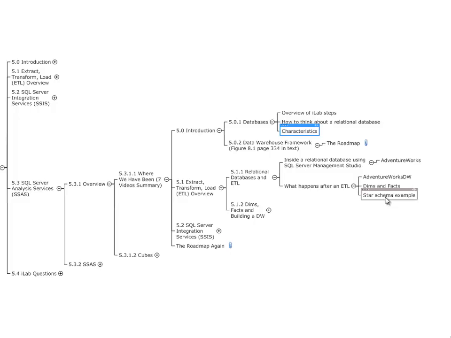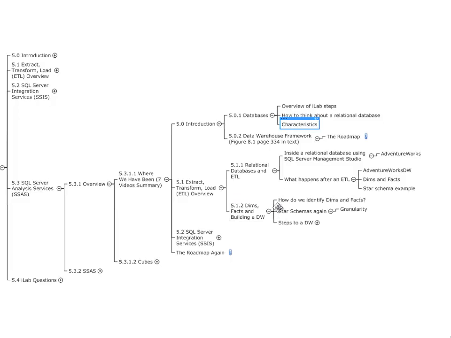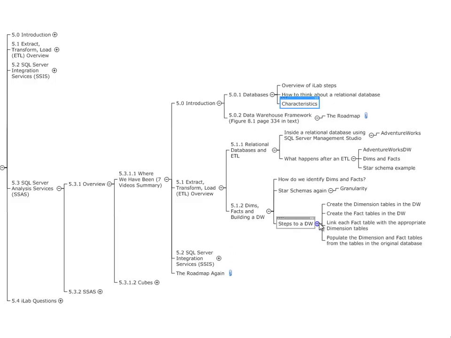We looked at a specific example of where a given fact table will have a number of dim tables around it to describe it, and we looked at how you go about building that. We discussed how we identify dims and facts. We talked a little bit about granularity and the fact that you want to make sure the level of detail you're collecting is at the right level, and what the problems are if you don't.